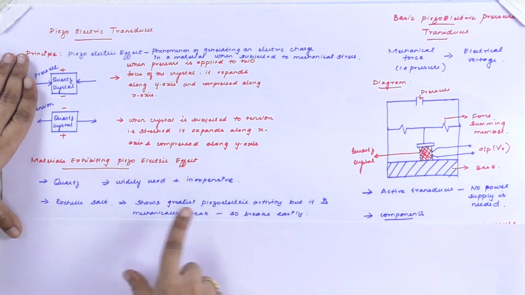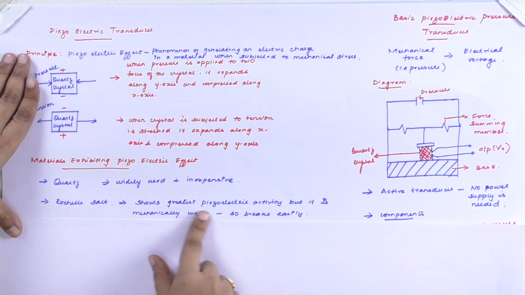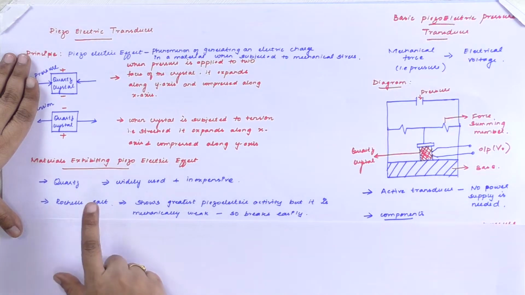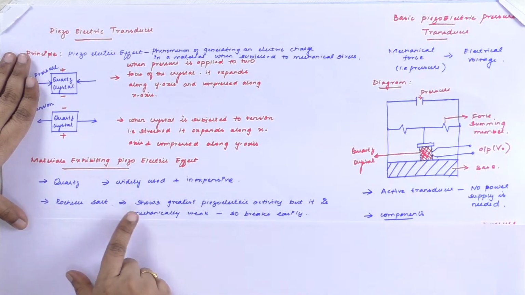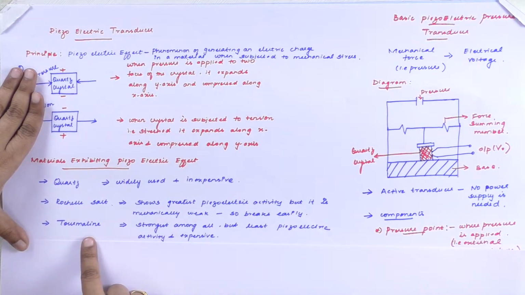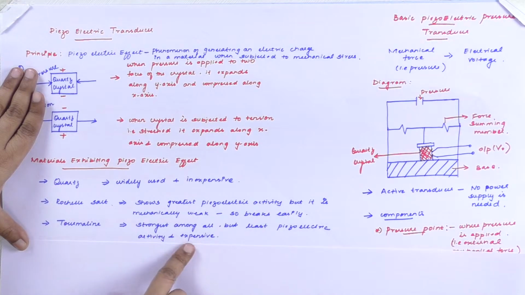The second one is Rochelle salt. It has the greatest piezoelectric activity but it is mechanically weak, so it breaks easily, so it is not widely used. And the third one is tourmaline, which is the strongest among the other two materials, but it has the least piezoelectric effect, so it is not widely used and also it is expensive.